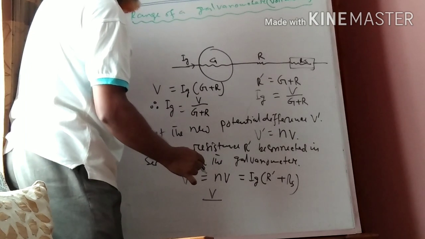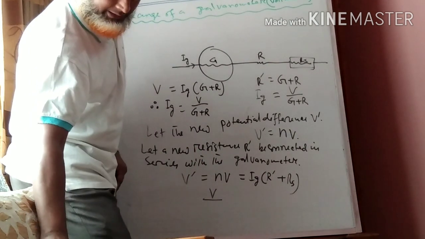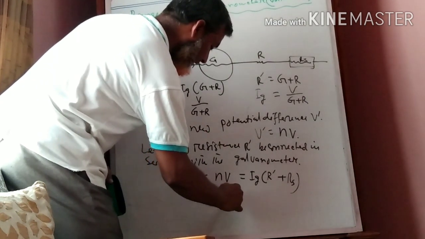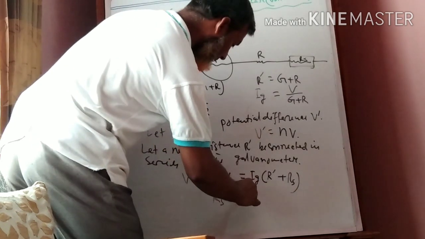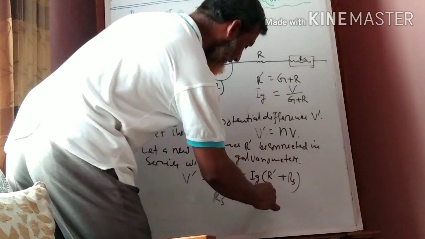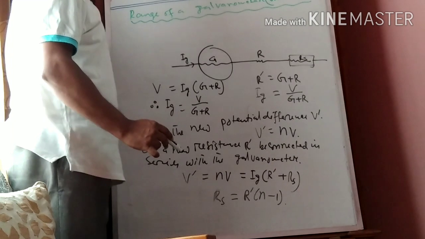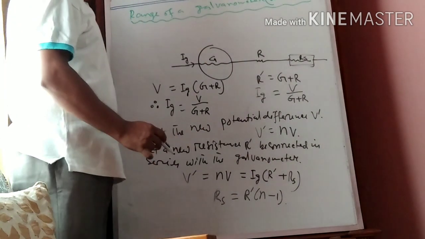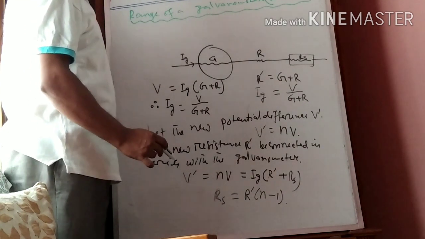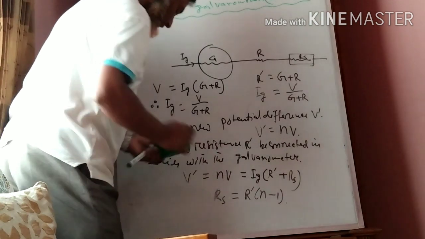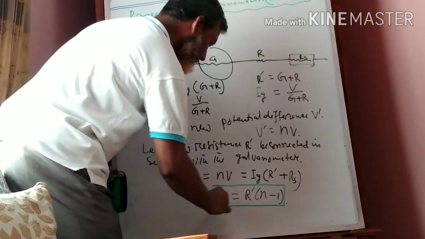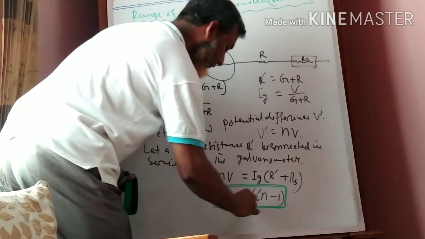Then we get Rs equals R prime into (n minus 1). So Rs equals R prime into (n minus 1). This is the expression for the resistance required to change the range of a voltmeter.